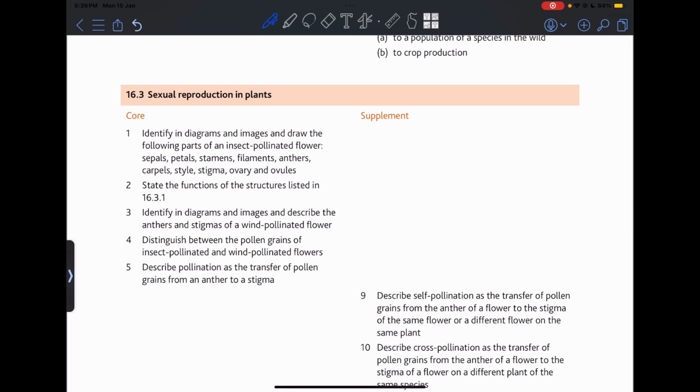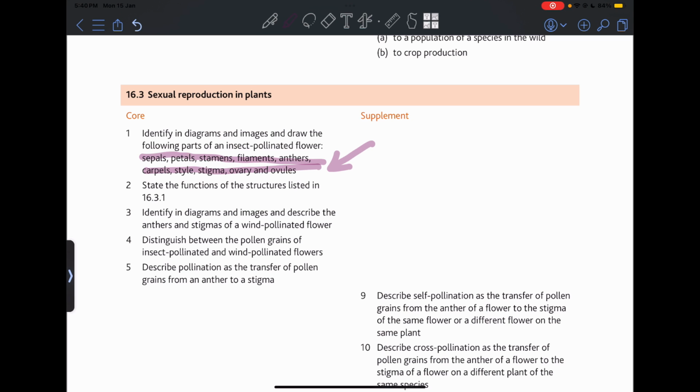Now, sexual reproduction in plants, 16.3, core and extended students, they have to identify in diagrams and images and draw the following parts of an insect-pollinated flower: sepals, petals, stamens, filaments, anthers, carpels, style, stigma, ovary, and ovules. So these are the parts of the plant in sexual reproduction. Now state the functions of the structures listed in 16.3.1. So you have to state their functions as well. So 3 says identify in diagrams and images and describe the anthers and stigmas of a wind-pollinated flower. So you have to be able to label the images of a wind-pollinated flower, and you have to know where each of these structures are located.